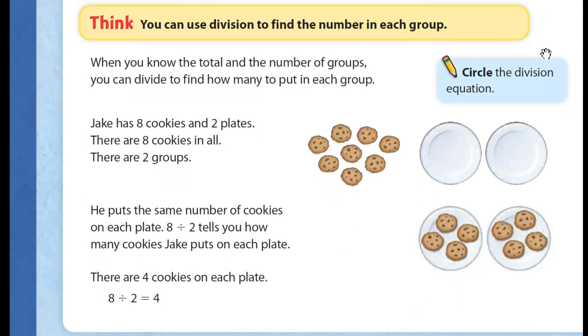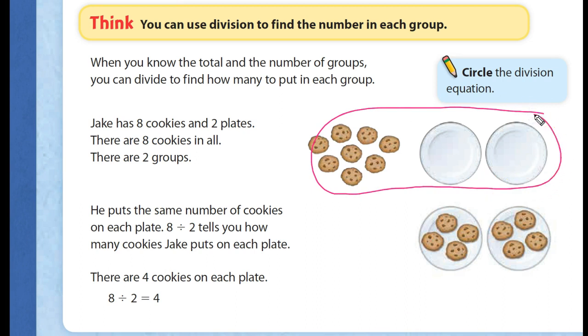So right now we're talking about cookies. It says when you know the total and the number of groups, you can divide to find how many to put in each group. So for example, look at Jake. Jake has how many cookies? 8. So he has 8 of them, and 2 plates. So this is what he has right here so far. There are 8 cookies in all, and how many groups are there? How many groups does he have? It says right here, 2 groups.